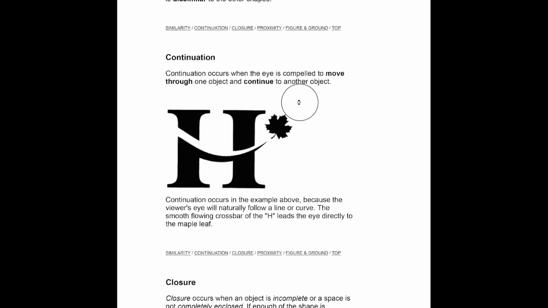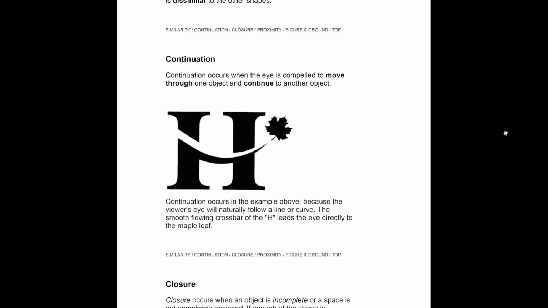Continuation occurs when the eye is compelled to move through one object and continue to another. In this example of the letter H and the leaf, the viewer's eye will naturally follow a line or a curve, so the smooth flowing crossbar of the H leads the eye directly to the maple leaf.